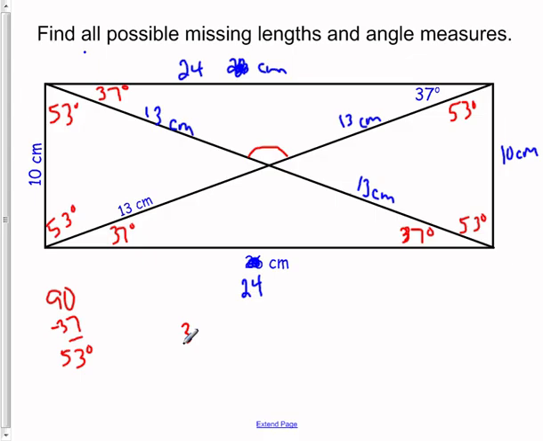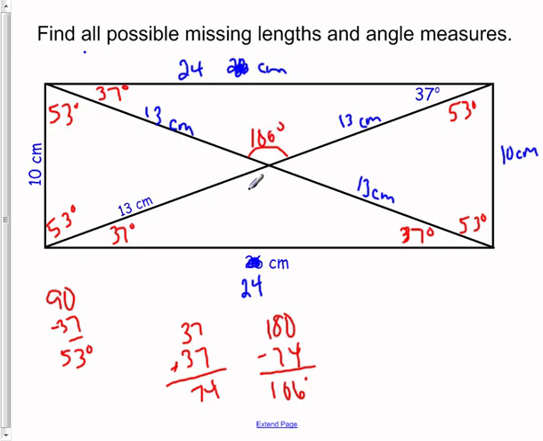So it's going to be 37 plus 37. That's 74. If we take 180 and take away 74, that's going to leave us with what's left over for this angle, because we know all three of them have to add up to 180. So we get 106. This is 106 degrees. And then if this is 106, the one right across from it is also 106 degrees. So these are the same.